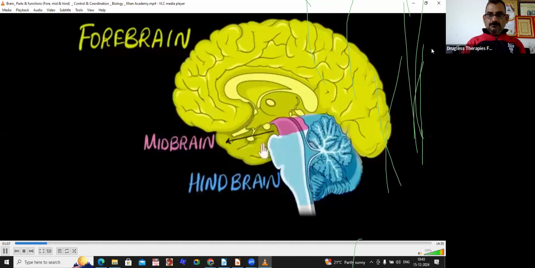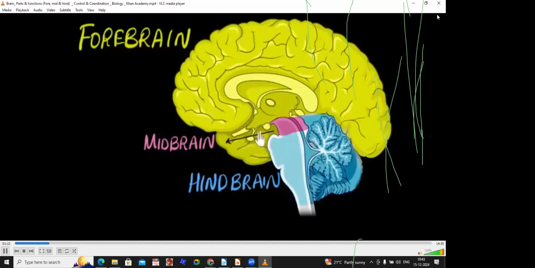Usually when we say humans have a big brain, we're basically talking about this forebrain section. Okay, and then the midbrain is actually the beginning part of the brain stem. Brain stem is on top of which the forebrain sits.